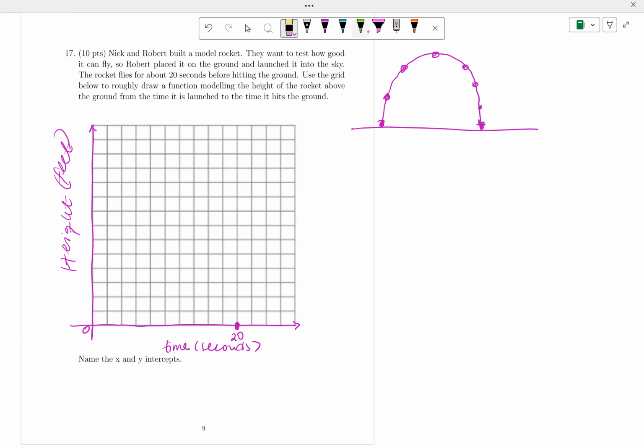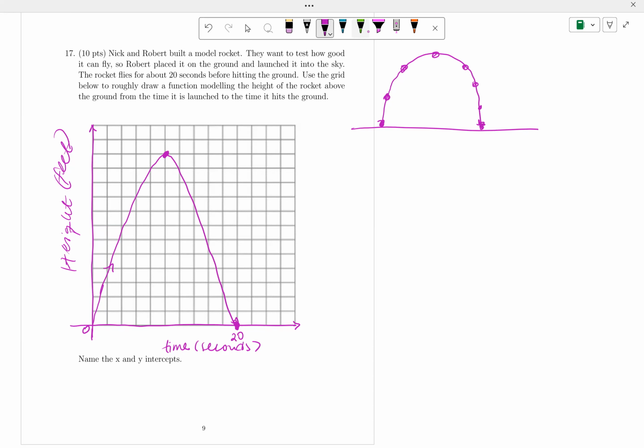Okay, now we know that this thing is going to be flying through the air. 2, 3, 4, 5, 6, 7, 8, 9, 10. So 1, 2, 3, 4, 5. Somewhere halfway through the flight path, it's going to start coming back down, boom, and hit the ground right there. That's it. You've done it.